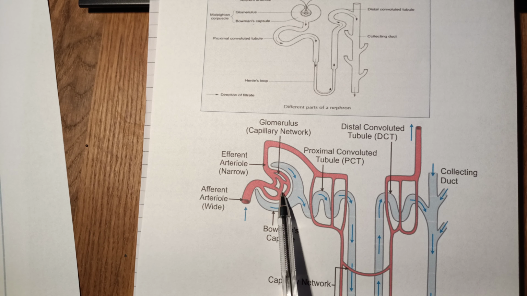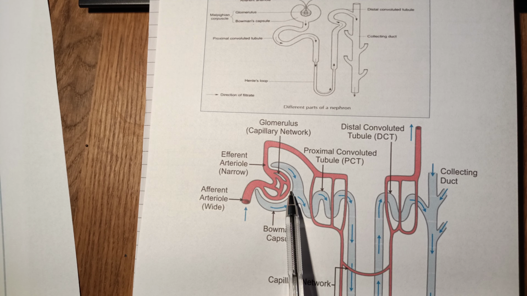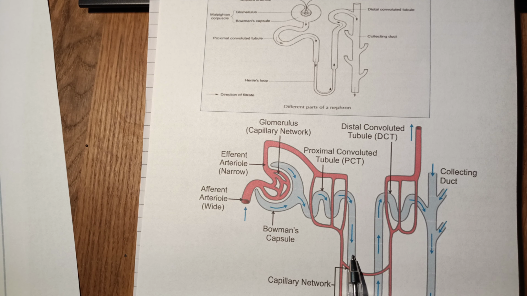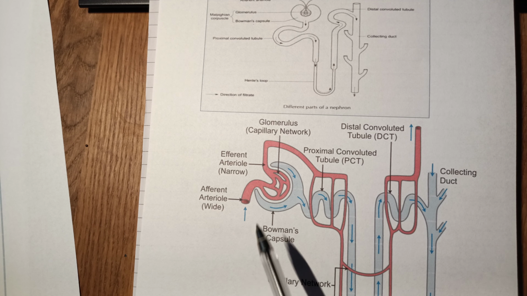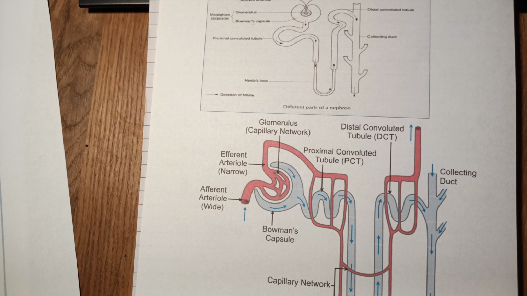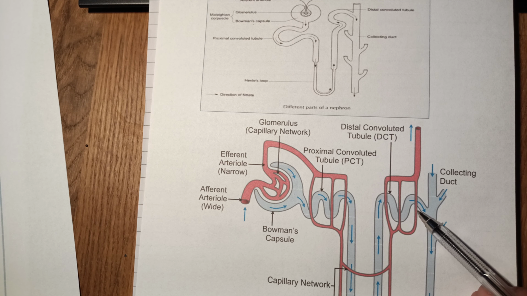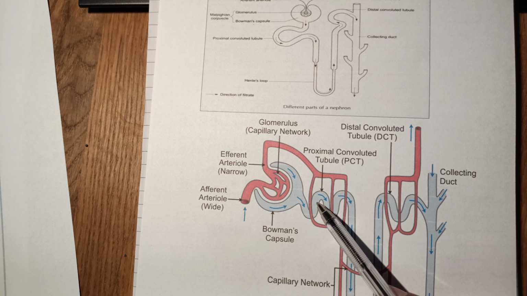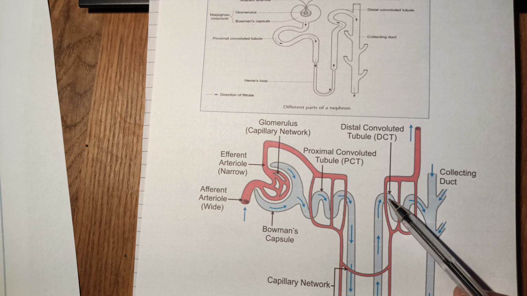So what is filtered at Bowman's capsule? Excess water, glucose, amino acids, and salts. And what is reabsorbed? Whatever excess water is filtered is reabsorbed back into the blood vessels. Now this filtrate, this material that is filtered into the renal tubules, is passed through the proximal convoluted tubule, then through the distal convoluted tubule.